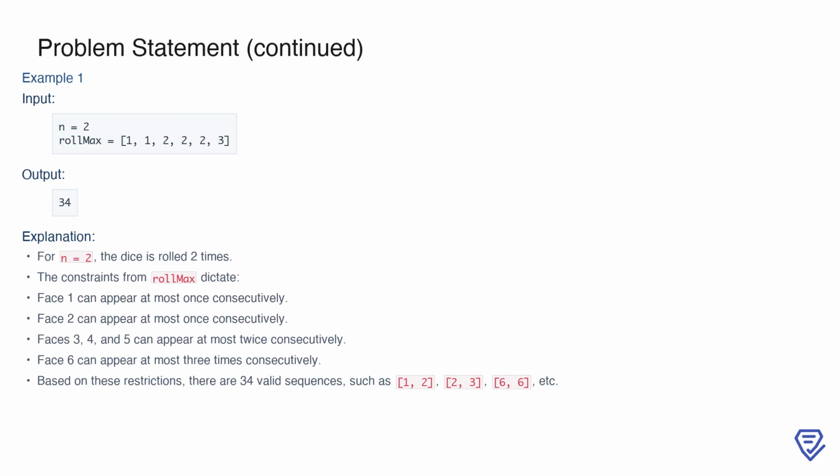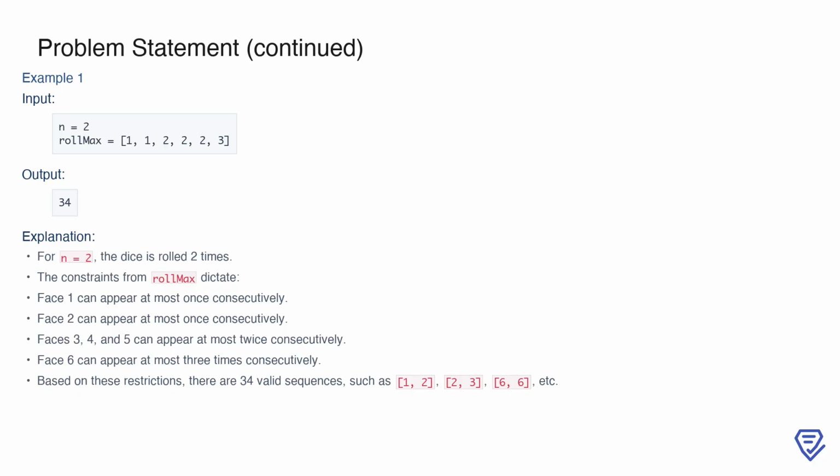Suppose n is 2, meaning we roll the dice 2 times, and the rollmax array is [1, 1, 2, 2, 2, 3]. This means that faces 1 and 2 can appear at most once consecutively, while faces 3, 4, and 5 can appear at most twice consecutively, and face 6 can appear at most 3 times consecutively. With these constraints, there are exactly 34 valid sequences that can be formed. For example, (1, 2), (2, 3), and (6, 6) are all valid sequences because they respect the rules defined by rollmax. However, a sequence like (1, 1) would not be valid because face 1 appears more than once consecutively, which violates the constraints.